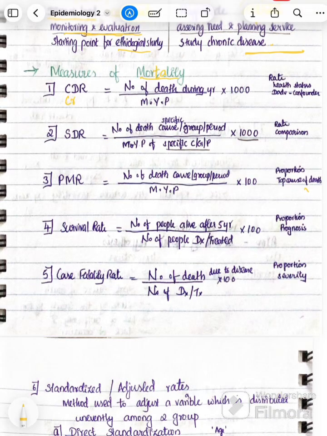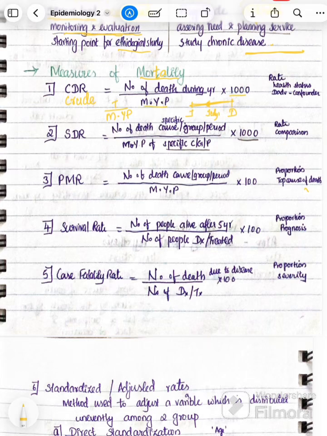CDR is the crude death rate. Crude is the total death rate. So total deaths divided by the mid-year population. Mid-year population means, suppose January to December, the mid of the year, that is July 1st. On July 1st they are going to count how many people are there in the particular country or place. So how much the population is at that time, that is the mid-year population.